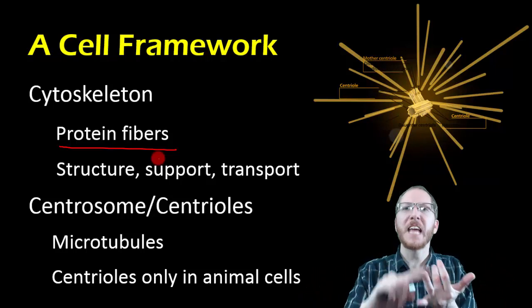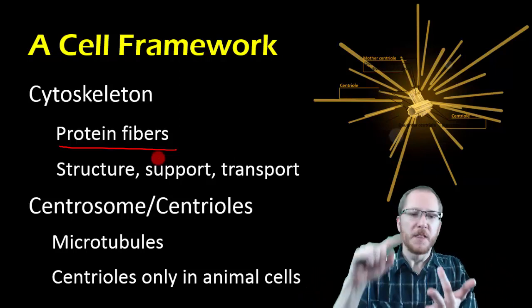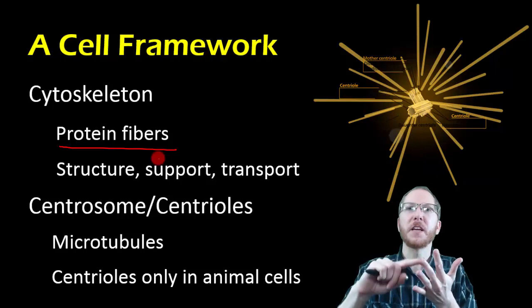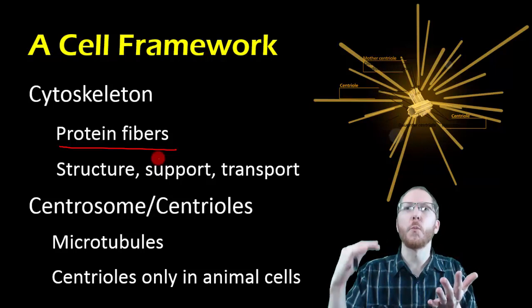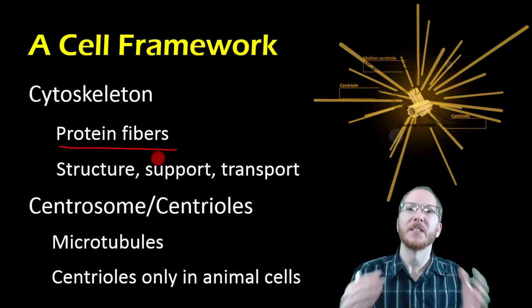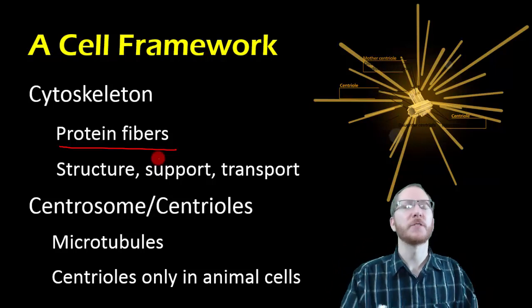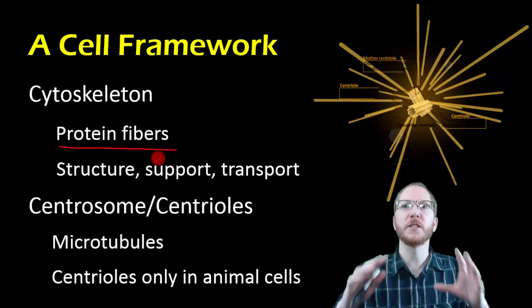They provide this scaffolding for stuff to attach to. They ultimately provide avenues for things to crawl along to be transported from one part of the cell to another. And so it's critical that we have this cytoskeleton for a whole bunch of essential functions in the cell.